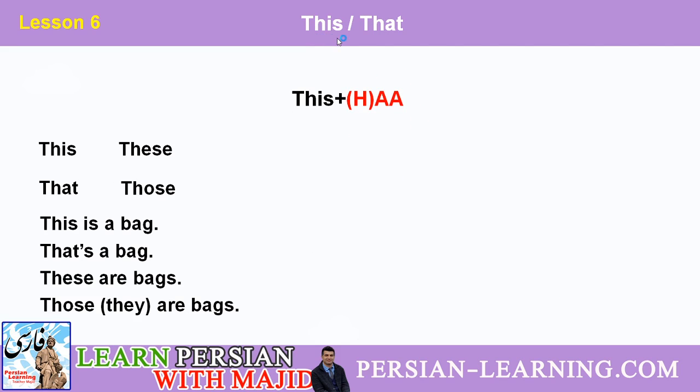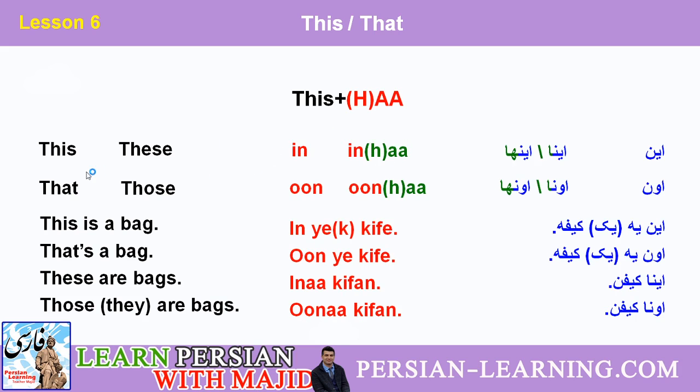Let's learn these two words, this and that. This in Persian is in and that is on. And when we have plural, these, then we have inha or ina. Those, unha or una. Those is exactly like they. Those or they, no difference, una.